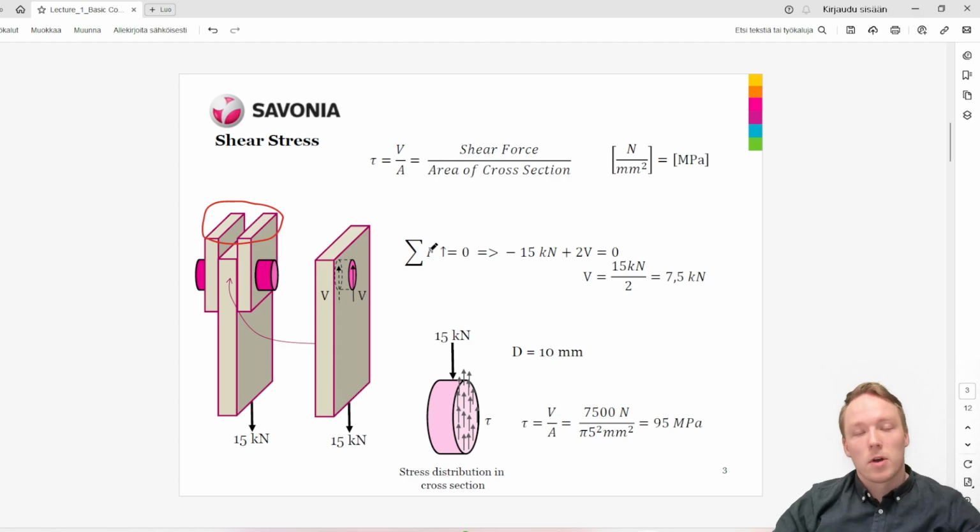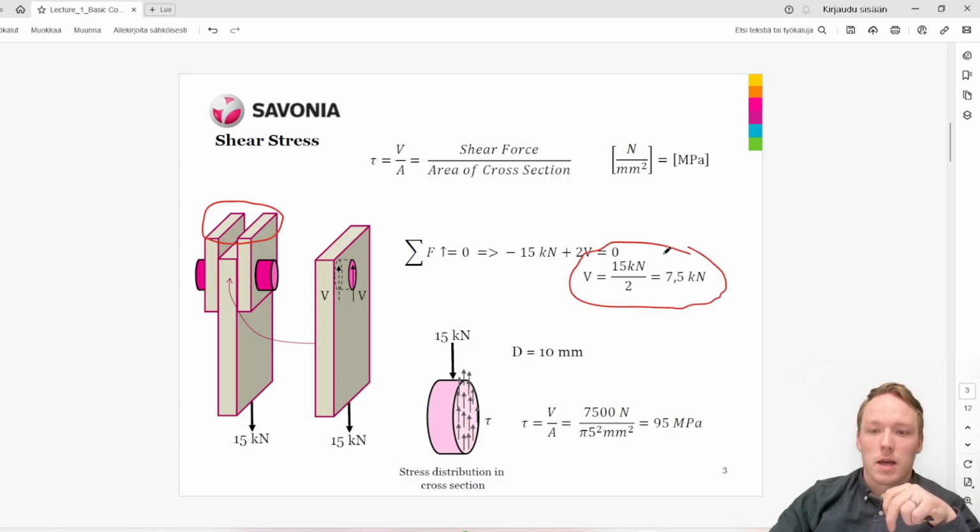The sum of vertical forces has to be 0 when we are in equilibrium state, and hence one side of the bolt has shear force of 7.5 kilonewtons. So in here, this one side has shear force of 7.5 kilonewtons, right?